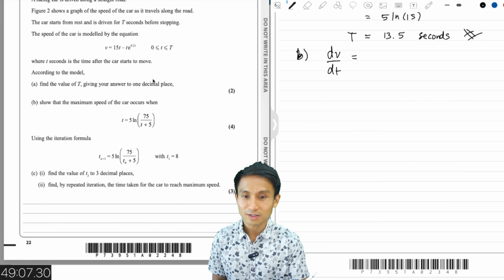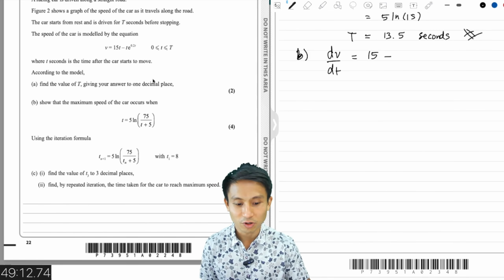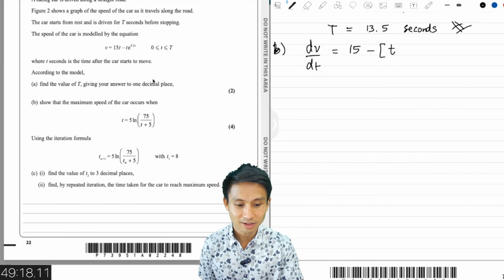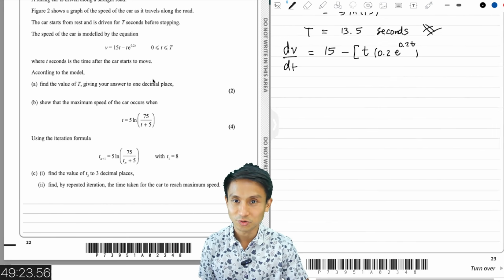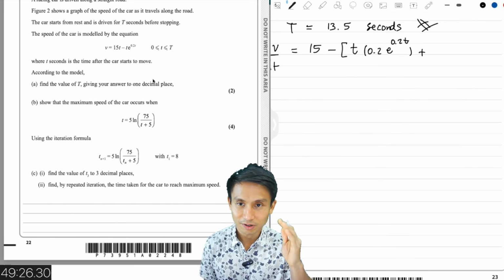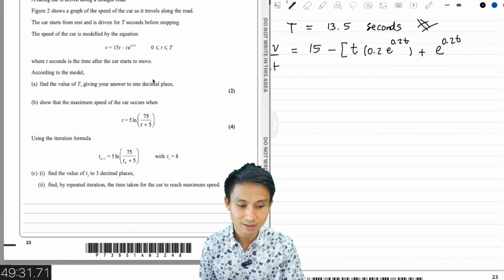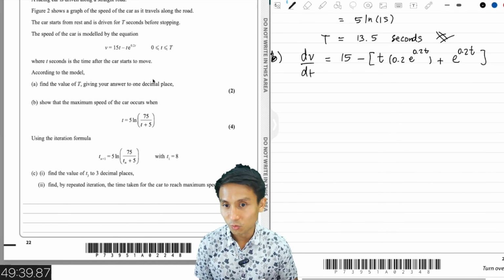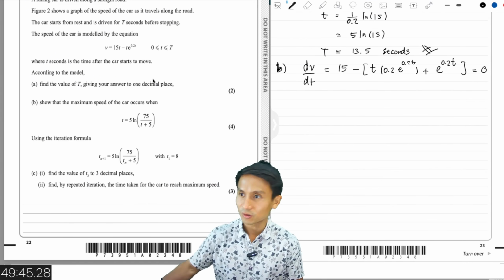So differentiating the first term is 15. Differentiating the second term requires the product rule. So u is t, the first one, dv is 0.2 e to the power of 0.2t, that's u dv, plus v du. So du is 1, so we just write v as that. I've got to be careful with my handwriting here. Okay, so that's the differentiated form. And we want to equate this to 0 because that's the turning point, gradient being 0, all right?